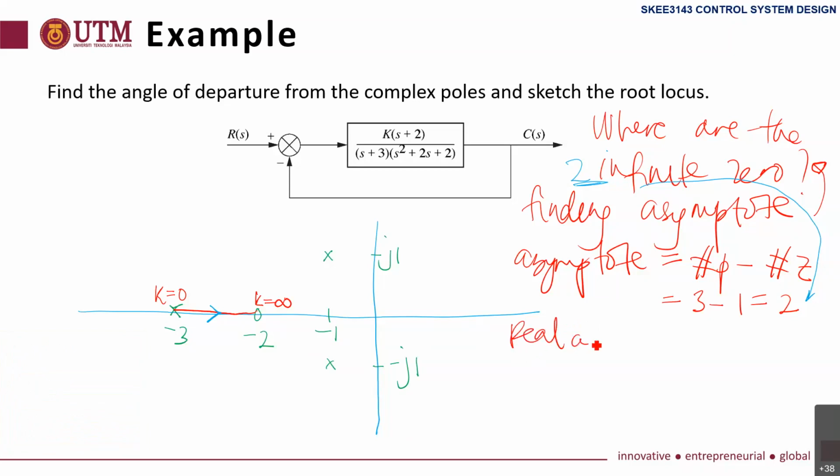Real axis intercept, sigma. Please check your note. What is the formula? Total of poles minus total of zeros, divided by the number of asymptotes.